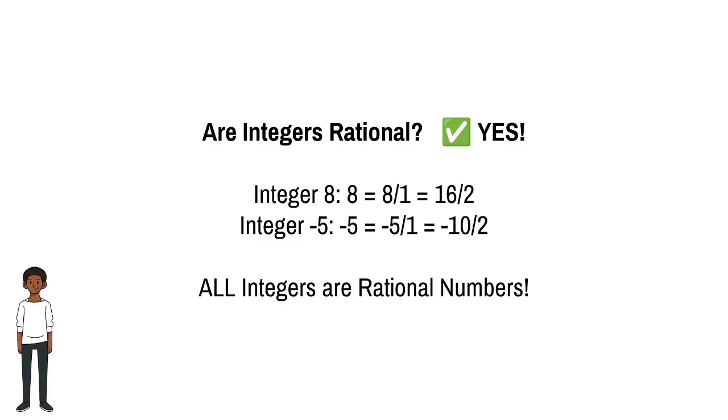What about a negative integer, like -5? We can write -5 as -5 over 1 or -10 over 2. Because every single integer can be written over 1, all integers are rational numbers.